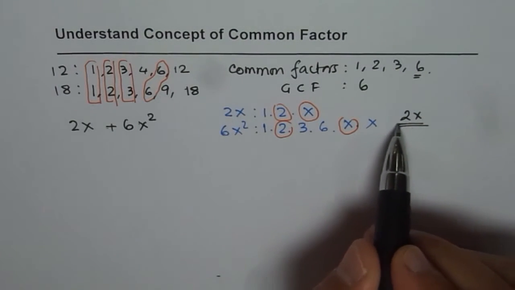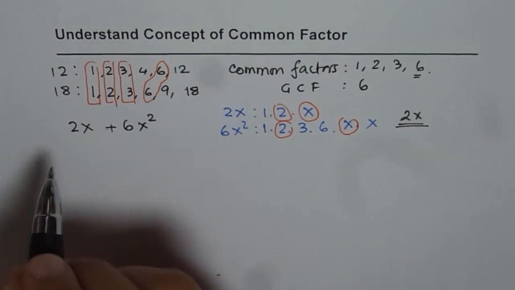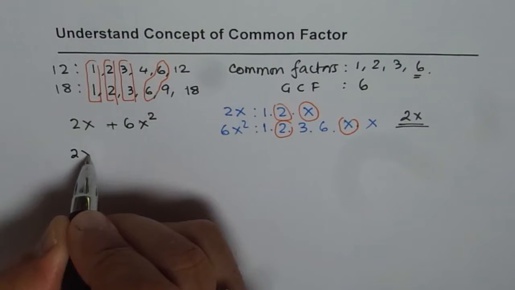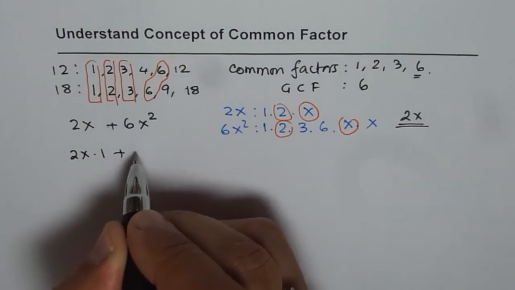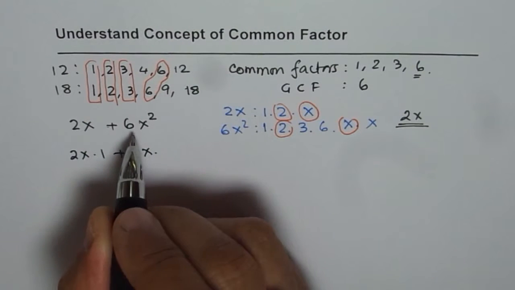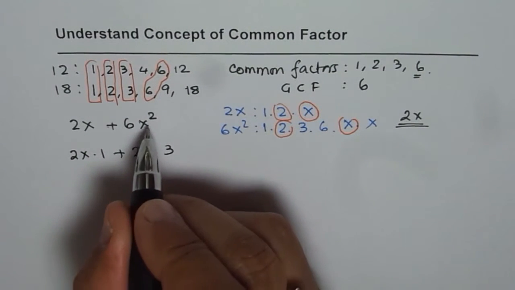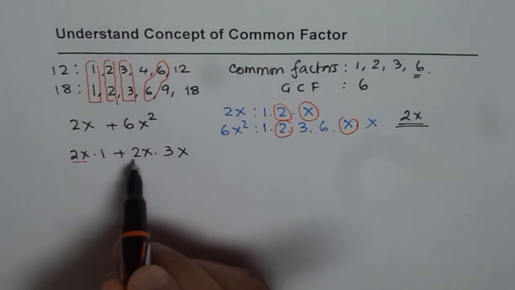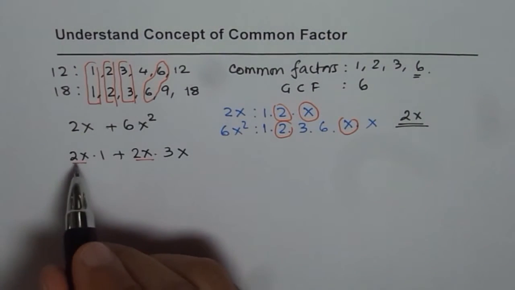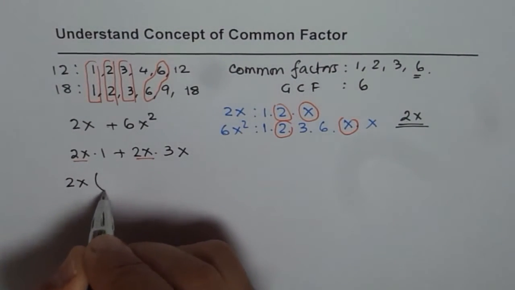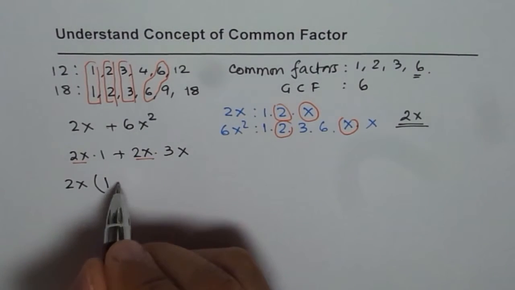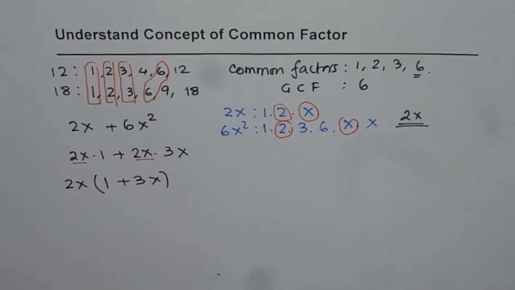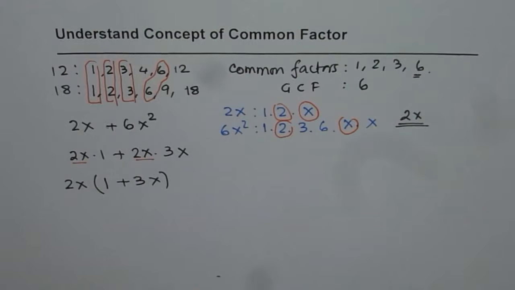2 times x becomes our common factor. Now if 2 times x is the common factor, then we can write our expression, which is 2x plus 6x squared, as 2x times 1, plus 2x times, so if I divide this by 2, I get 3, x squared by x is 3x. Now as you know, 2x is a common factor here, so we'll take 2x common. So we get 2x common, we are left with 1 in the first term and 3x in the second term. So that is how we can factor the common factor from the given expression, okay?